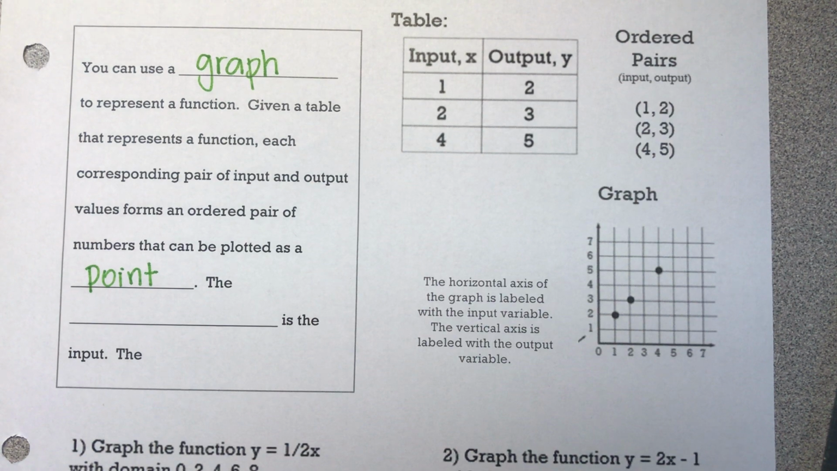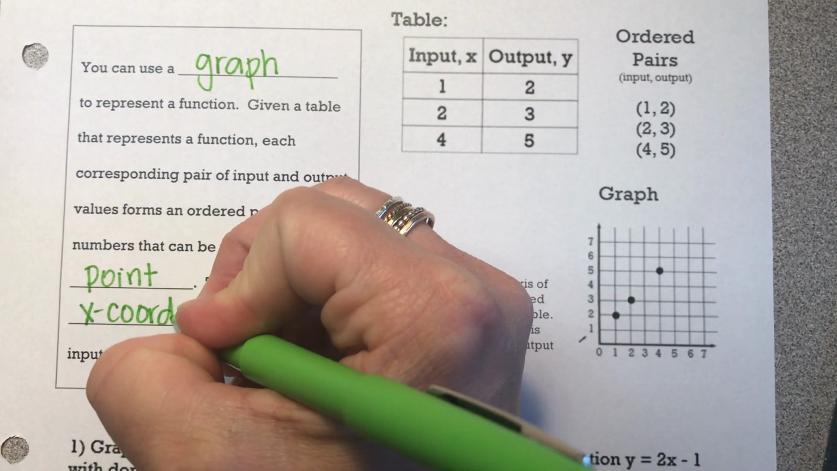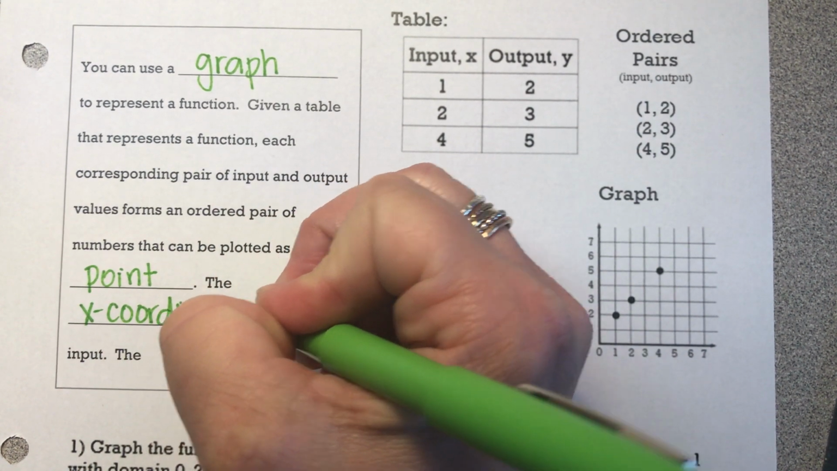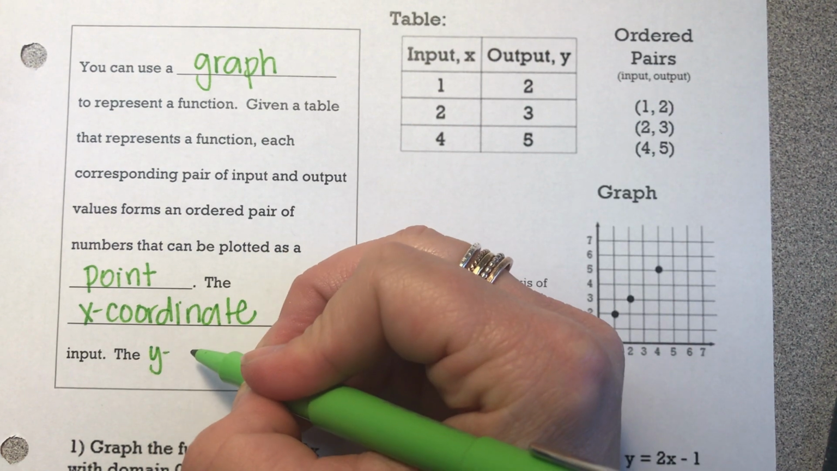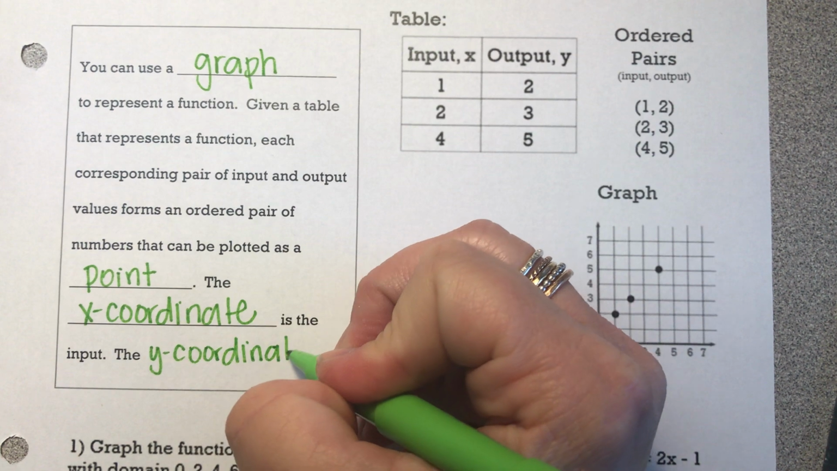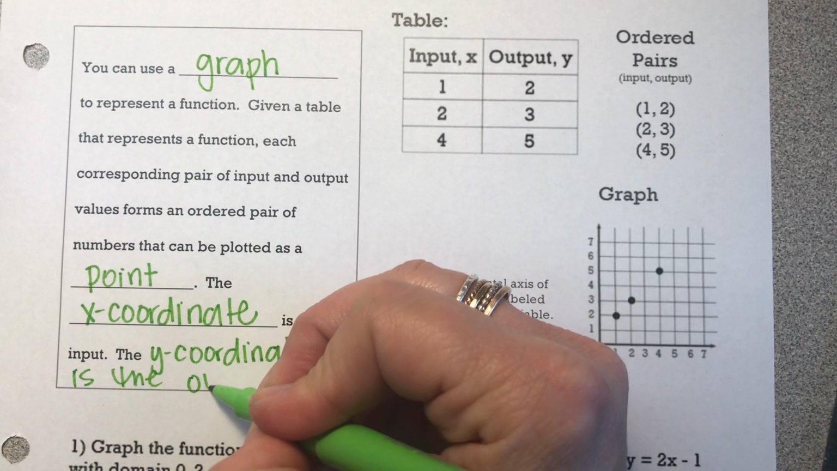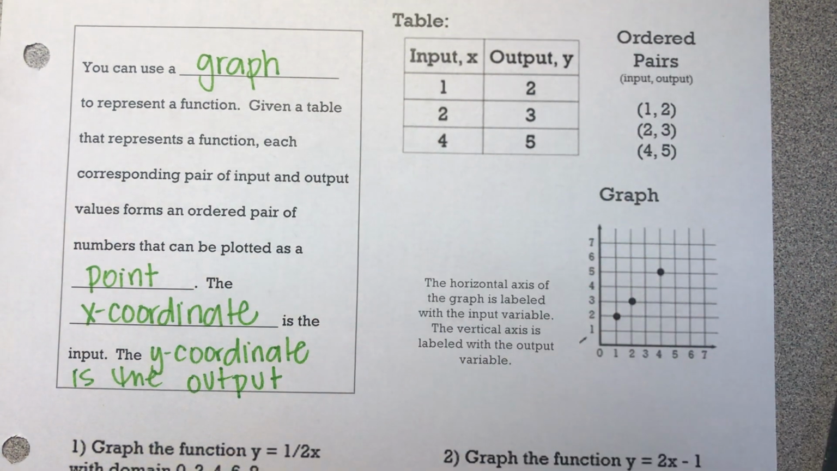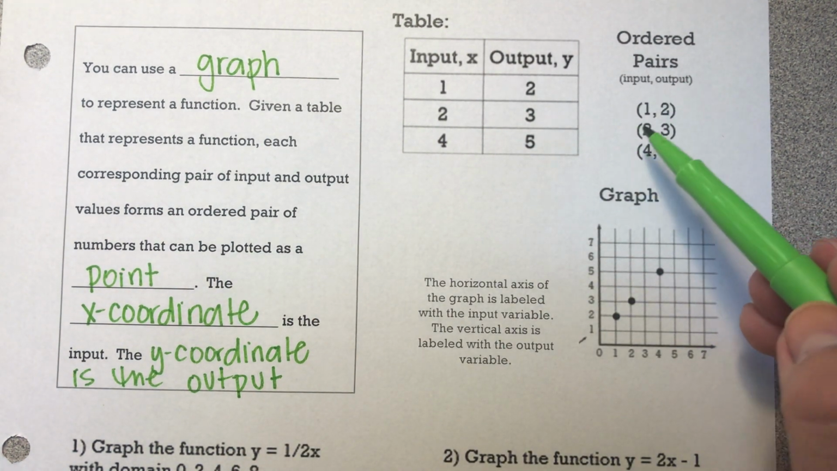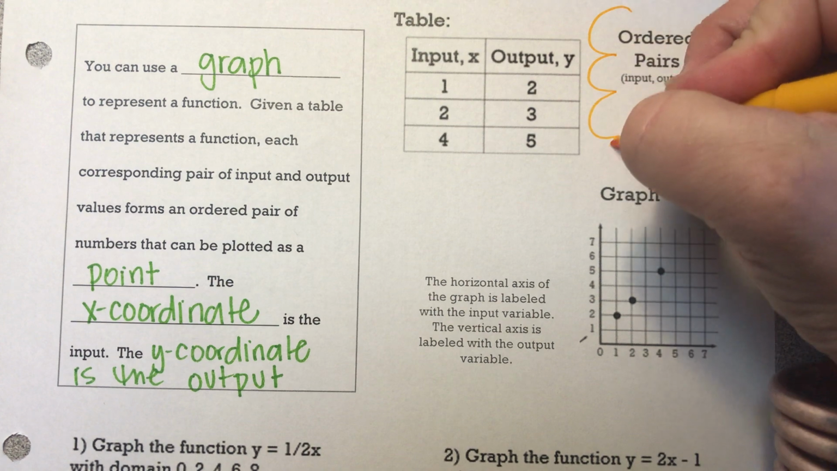Okay, and then the x coordinate is the input, and the y coordinate is the output. Ordered pairs up here, I even wrote it out, always go input, output. Okay, x comma y. Input is x, output is y.